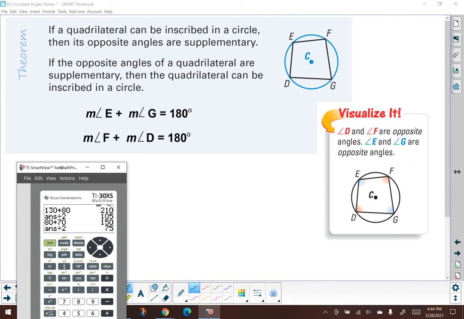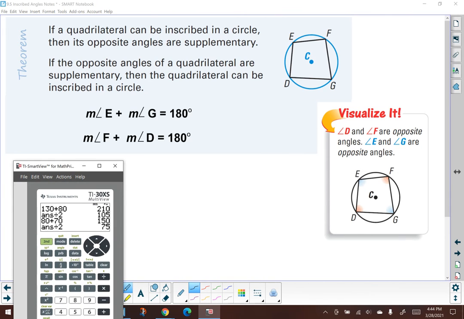Okay, another theorem here. If a quadrilateral can be inscribed in a circle, then its opposite angles are supplementary. Supplementary means that they add up to 180. And then it also sort of works the other way. If the opposite angles in a quadrilateral are supplementary, then we know that that's a quadrilateral that could be inscribed.